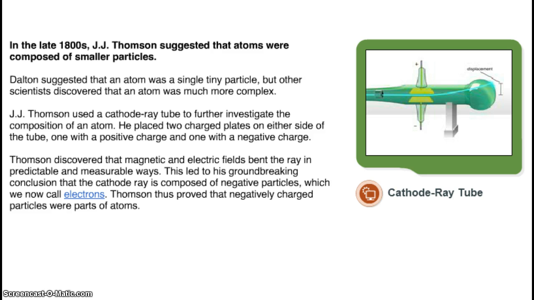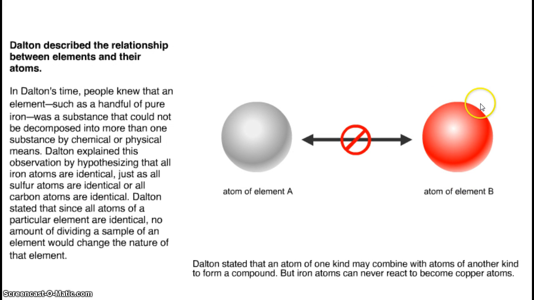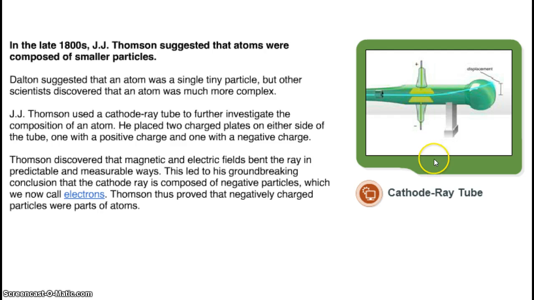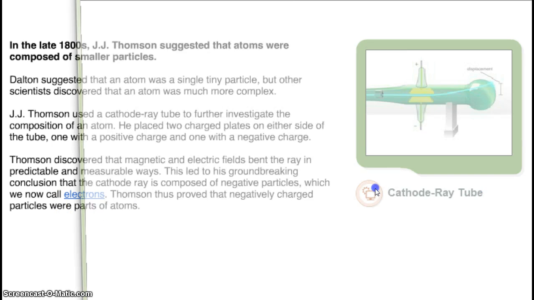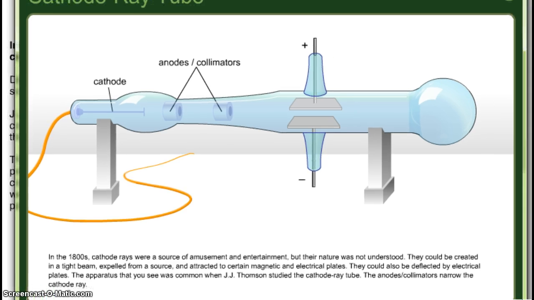J.J. Thomson used a cathode ray tube to further investigate the composition of an atom. He placed two charged particles on either side of the tube, one with a positive charge and one with a negative charge. Thomson discovered that magnetic and electric fields bent the ray in predictable and measurable ways. This led to his groundbreaking conclusion that the cathode ray is composed of negative particles, which we now call electrons. Thomson thus proved that negatively charged particles were parts of the atom. So what he did was he said, nope, it's not a sphere where the whole sphere is exactly the same. In fact, there's negative parts inside, which we call electrons. And so let's check this out.